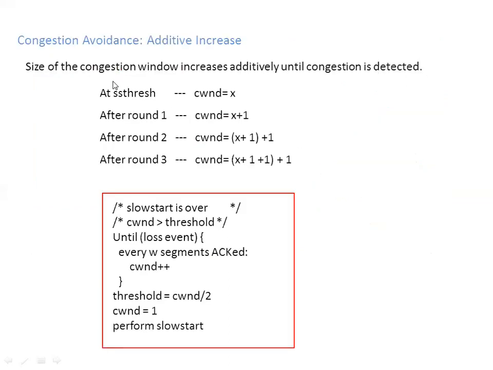So this is congestion avoidance, wherein the rate at which the window size will be increased is additive. That is, in each iteration, the window size will not be increased for every acknowledgement. Window size will be increased by 1 for the set of acknowledgements that it will be receiving.